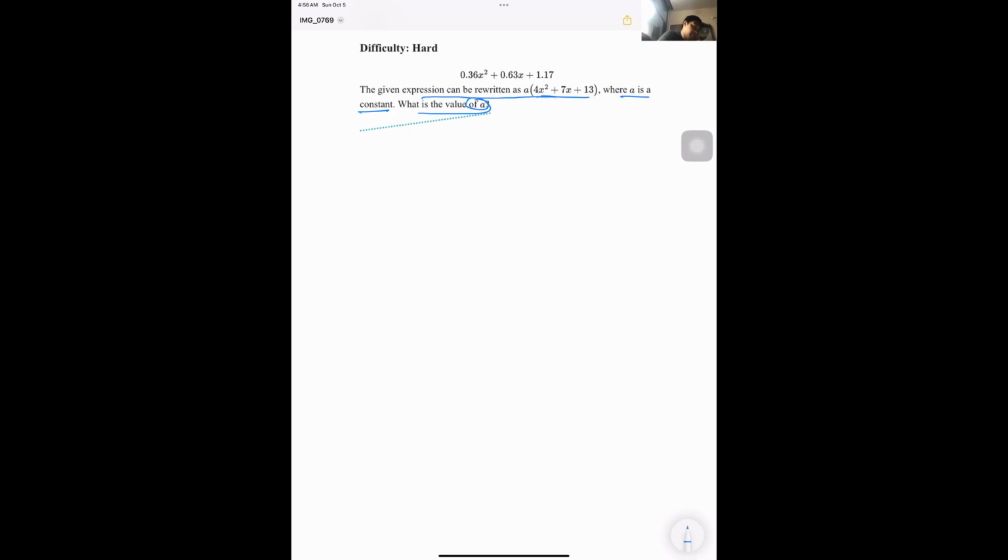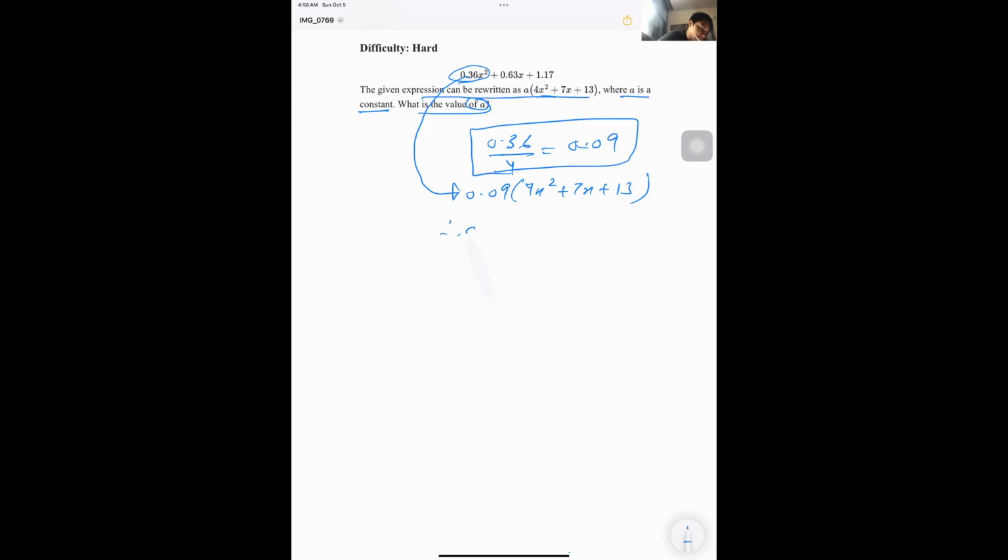What if you take common from here? So 0.36, let's do a trial and error. 0.36 divided by 4 is 0.09. So if you take 0.09 common here, then you should have 0.36 divided by 0.09, which is 4, x squared plus 7x plus 13. So from this equation, by this elimination process, we have seen that this is the thing common, and therefore a equals 0.09.